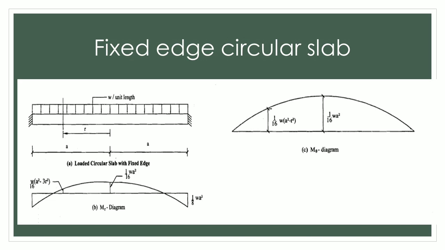The circumferential moment distribution diagram is shown in figure C, where Mθ varies from a maximum value at the center to 0 at the edges. The moment is positive throughout.